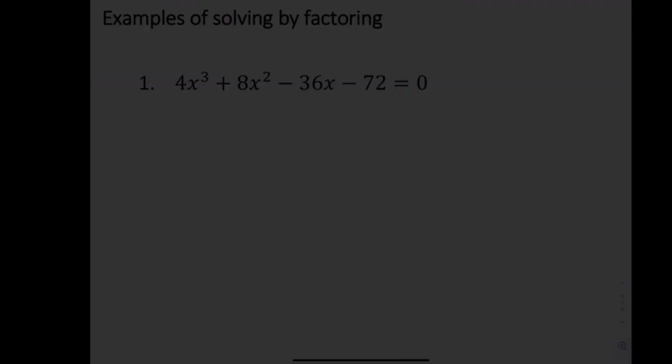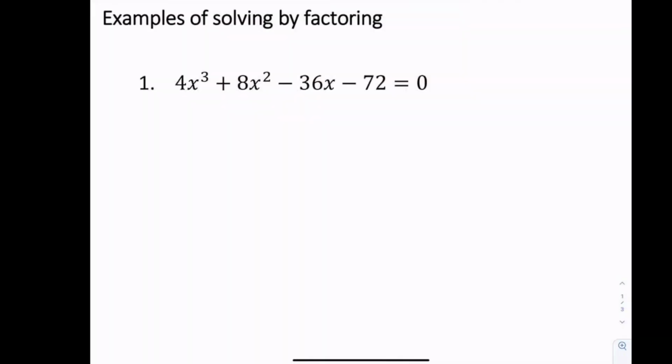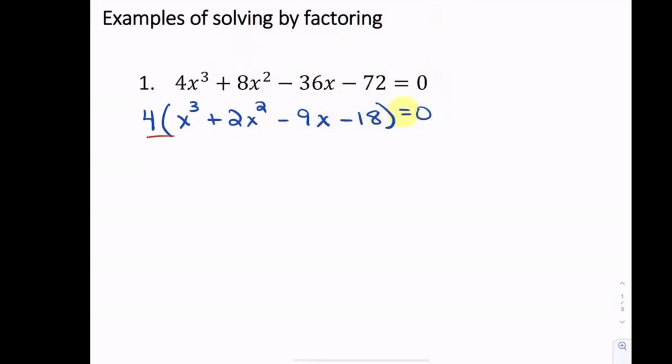similarly to what we did with the quadratic equations back in chapter 3. So let's take a look at example 1, just as a refresher. We have a polynomial set equal to 0. That polynomial has a GCF of 4. So if we factor out the 4, we're left with x cubed plus 2x squared minus 9x minus 18, and that is still set equal to 0. Because we have an equal sign, we can divide both sides by 4 and they're still equal to each other.